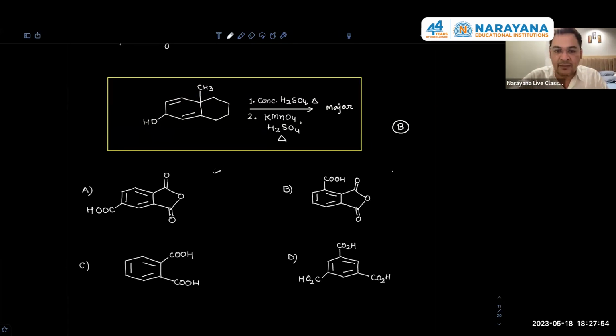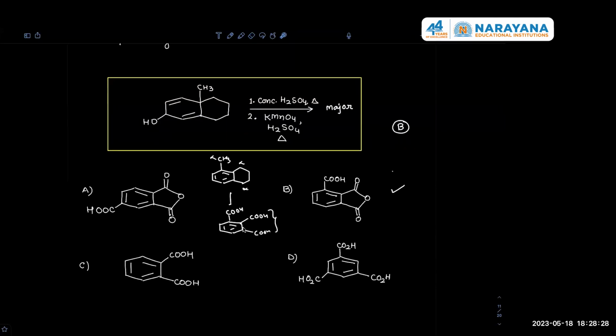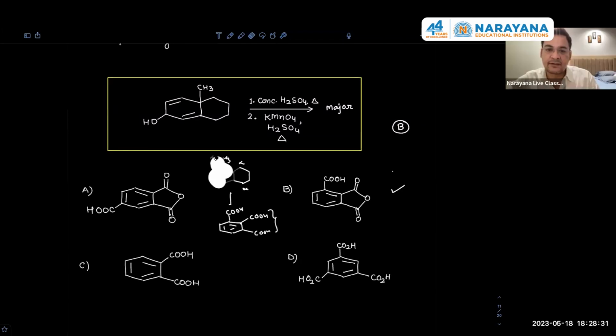So actually you will get a compound like this. And when you do this oxidation, the carbon part which is having alpha H will oxidize to carboxylic acid. Then we can do dehydration and we will get acid anhydride. That is the question. You have done it like this only? Yes, sir. Very good.